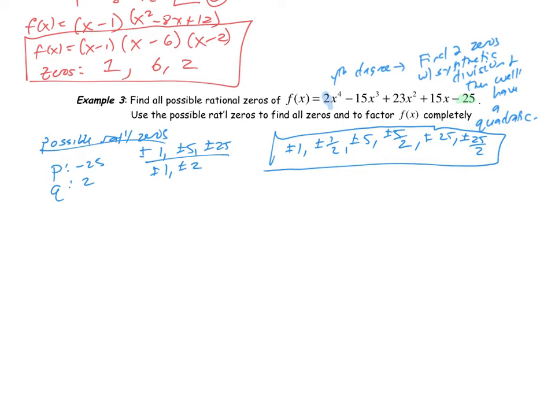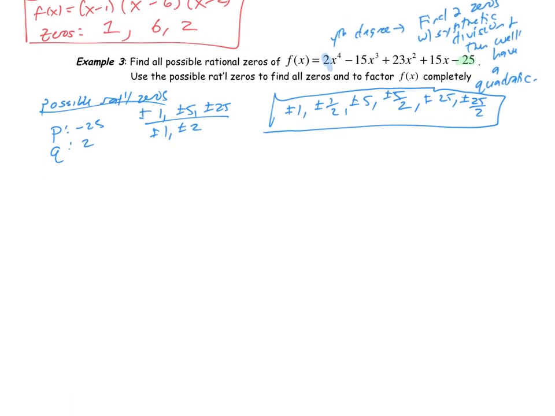Okay, now we're going to use this list to help find zeros of our function using synthetic division. So I'm going to set up my little L. I'm going to put the coefficients from our polynomial in the first row, and you'll notice there are no missing terms, so we don't have to worry about that. So we're going to write 2, negative 15, 23, 15, and negative 25. On the outside of the L, I'm going to guess a zero. I'm going to guess an easy value first, so I'm going to go with positive 1. Hopefully that'll work. And now I'm going to do the synthetic division.